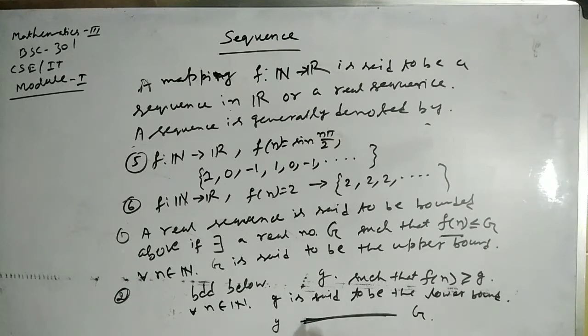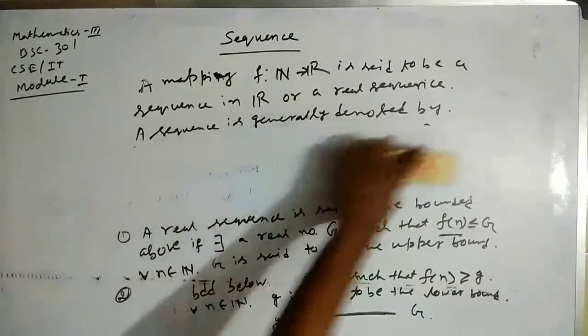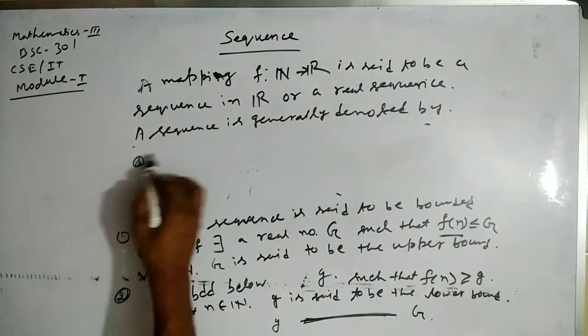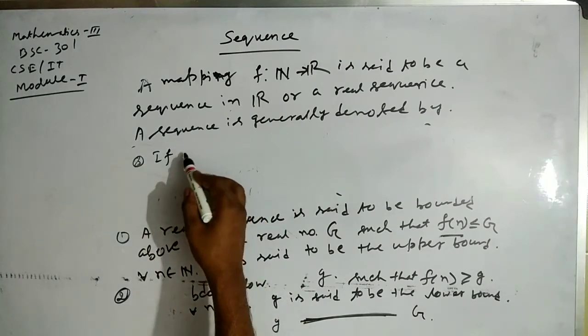Now if a sequence is bounded below and above both, then the sequence is called simply bounded. First I will write the definition, then I will give you examples of bounded sequences.